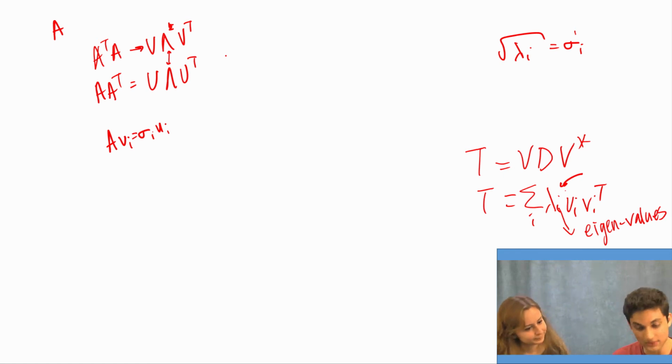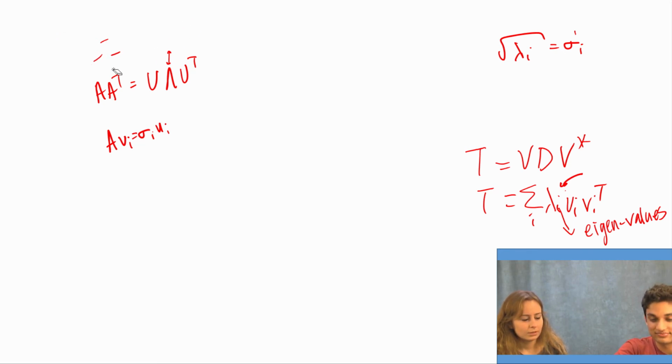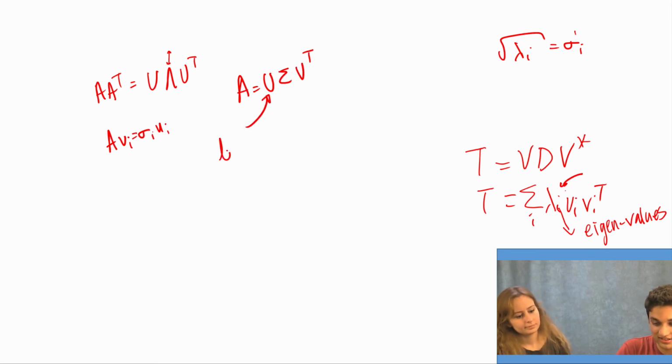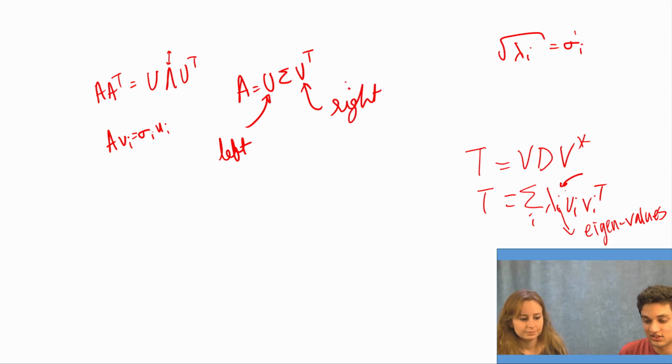Right, exactly. Cool. Now let's do one of the most important applications of SVD. Oh, also, one thing to mention is the vectors in U are called the left singular vectors, and the V's are right singular vectors, just by definition. So A is equal to U sigma V transpose. These are the left. These are the right.